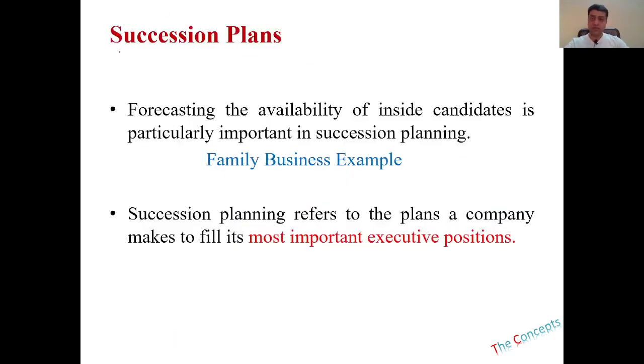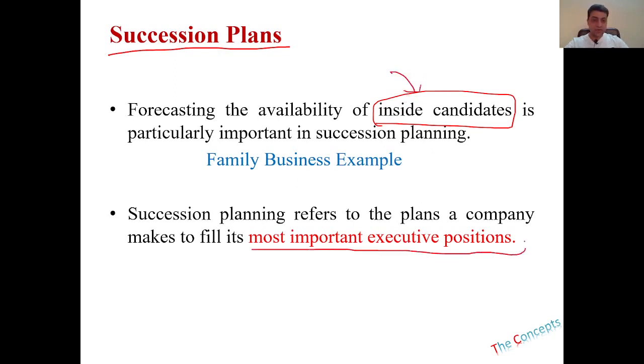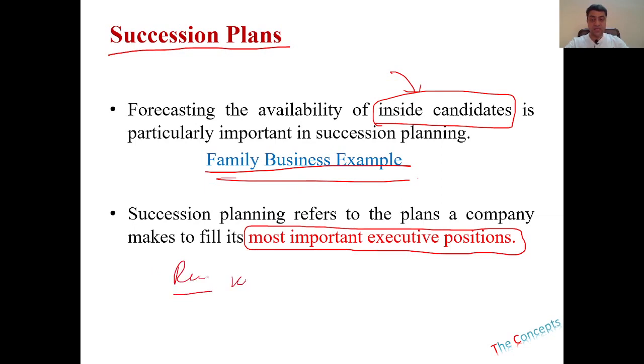Next, we have to talk about the succession plans. In the succession plans, many people are confused about the real function of succession planning. So there are two important things. First, it is the forecasting of availability of the inside candidate, which means it is your own employee who's already working with you. And secondly, it is done for the most important executive positions. Mostly it is done for family businesses. For example, if there's a business of some food or something, the recipe is one of the key areas, and then maybe the financials is one of the key areas.